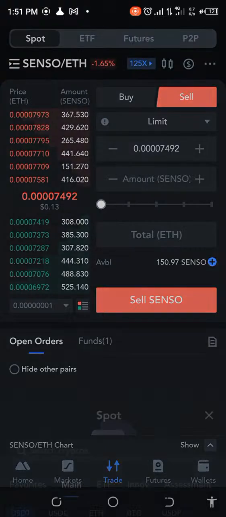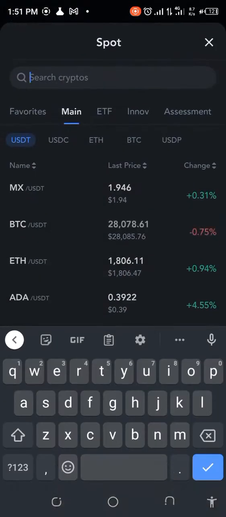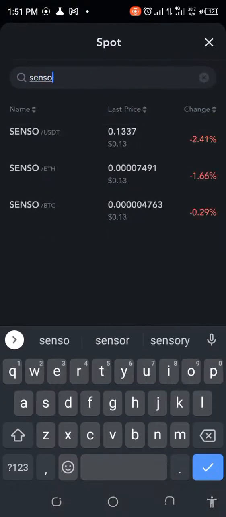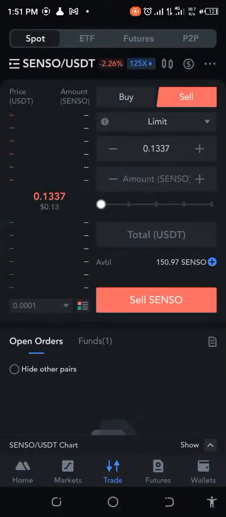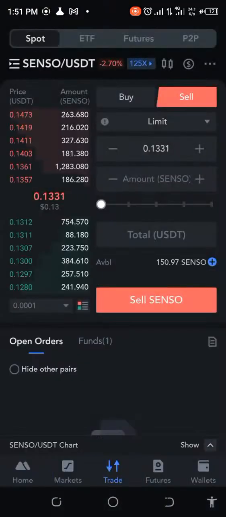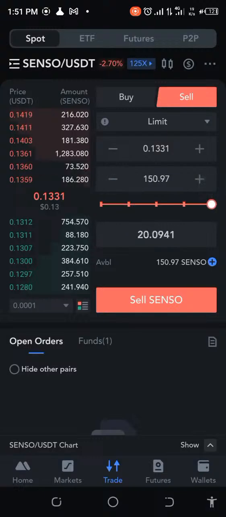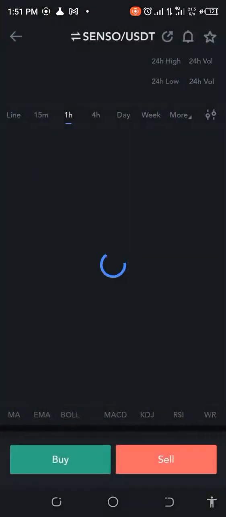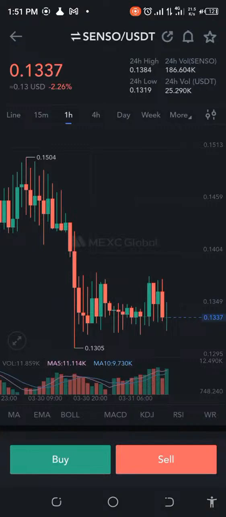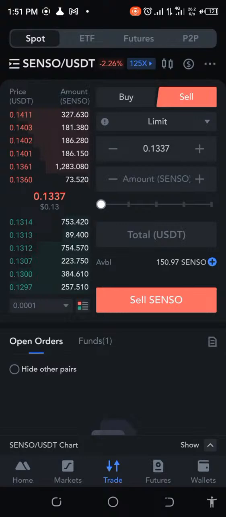So if I go back to my Senso USDT, okay, so one or two things could happen. If I try to sell back to USDT, let's see. It's really gone low. What's going on here? Okay, it's really, really low. Well, what I could do is to actually set a sell limit.